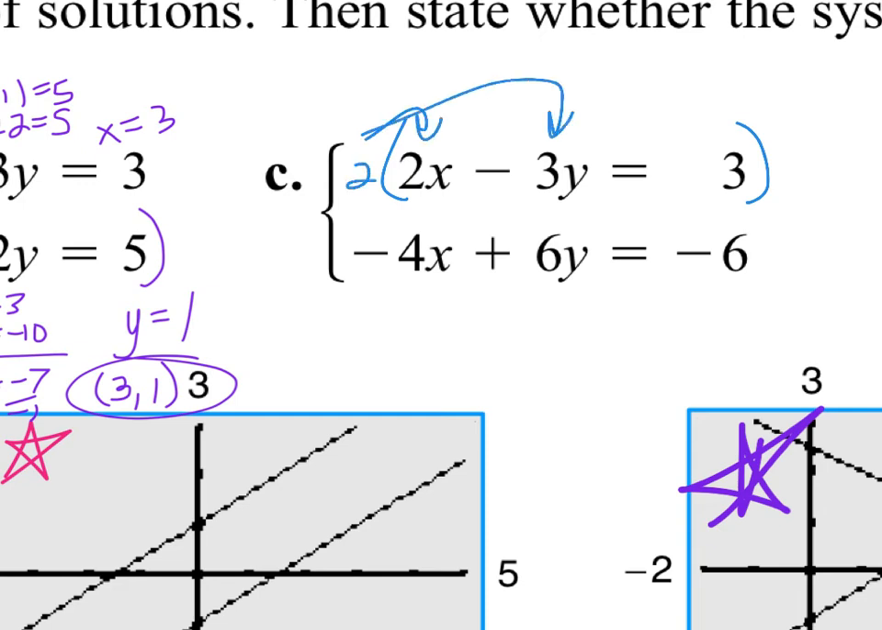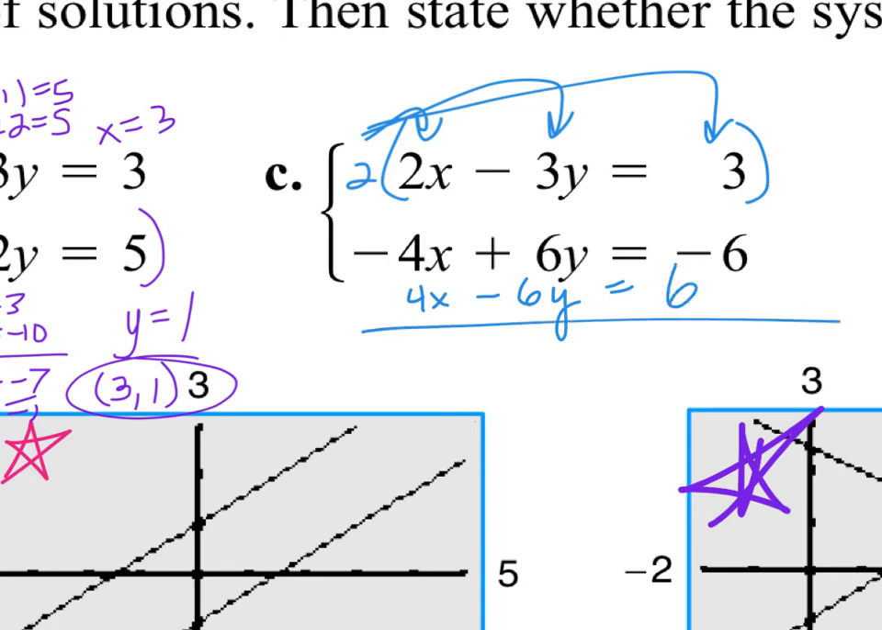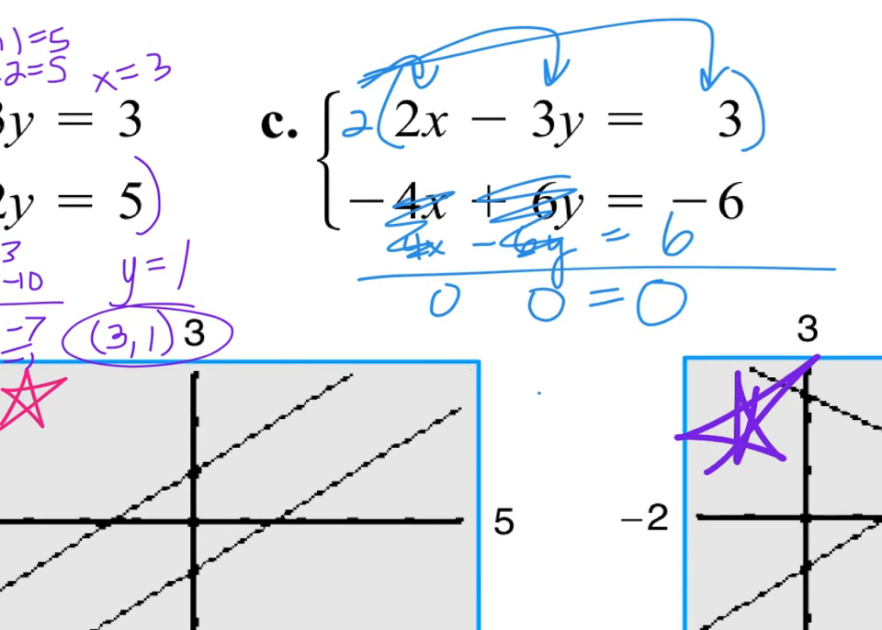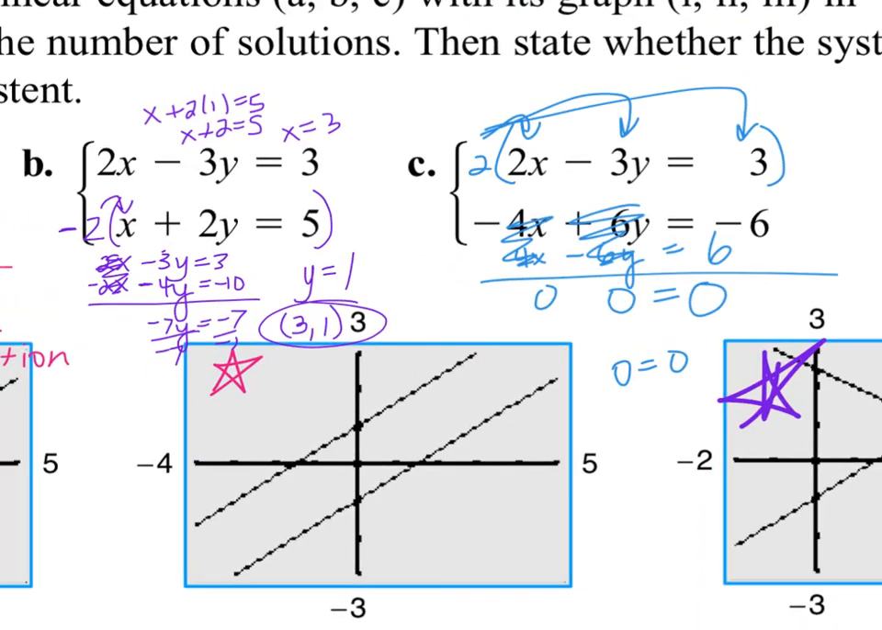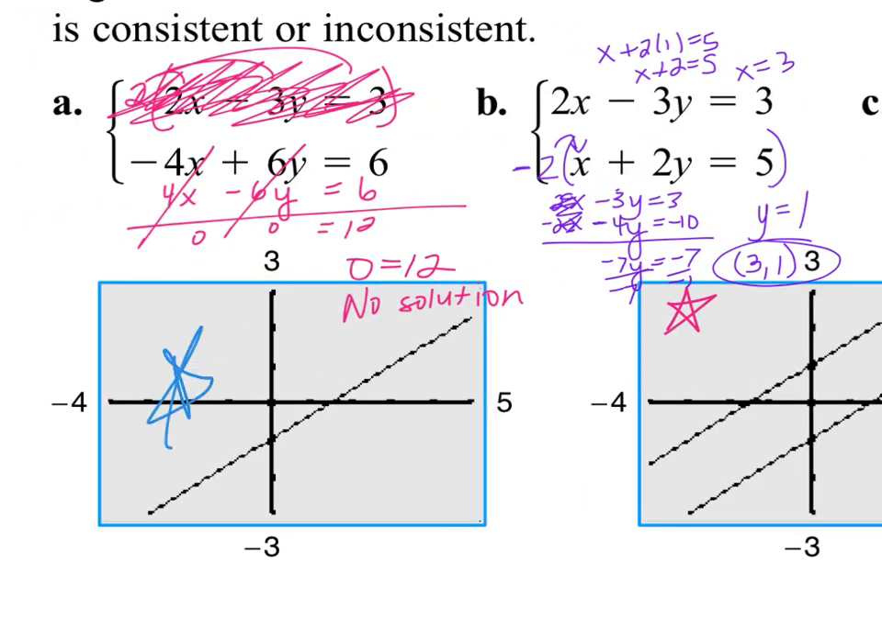Agreed? Okay, so I have 2 times 2 is 4x. 2 times negative 3 is negative 6y. And 2 times 3 is 6. So when you combine, what happens with negative 4x and positive 4x? Cancels out. Negative 6y, positive 6y. Cancels out. Equals, what's negative 6, positive 6? Nothing. When you come out with 0 equals 0, or a number equals the same number, that is your infinite many. That's when you have the line that coincides right here. That's what you would pick.